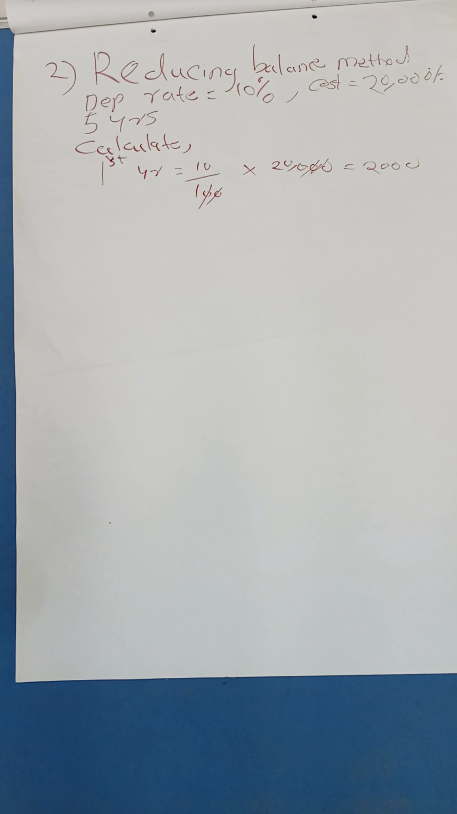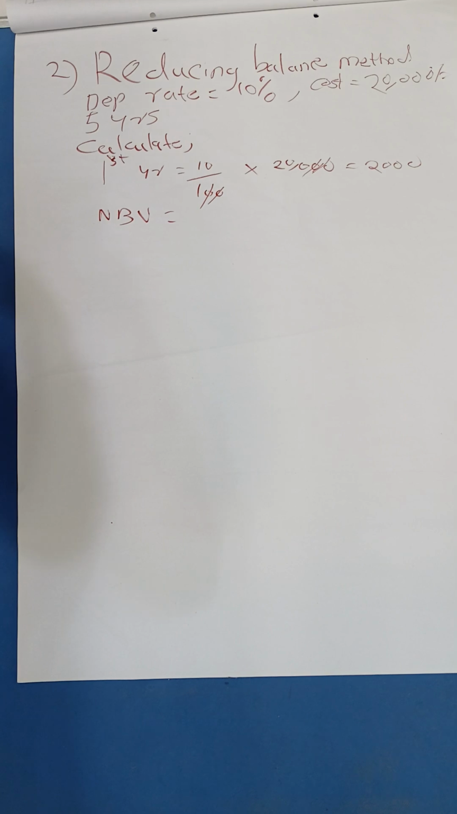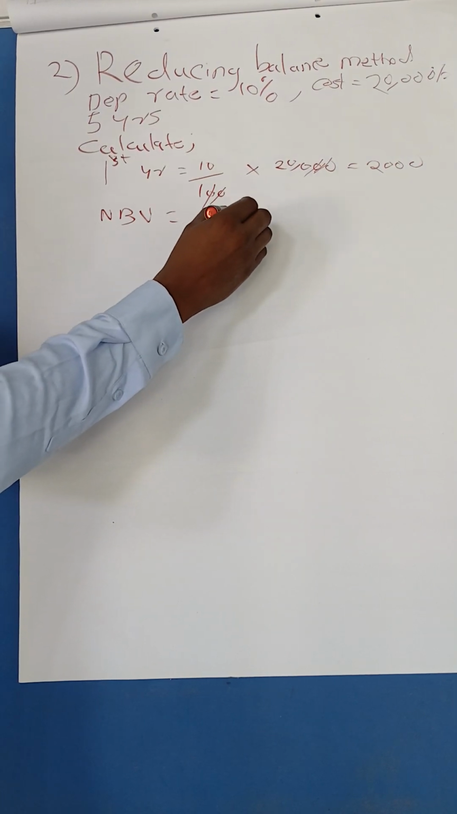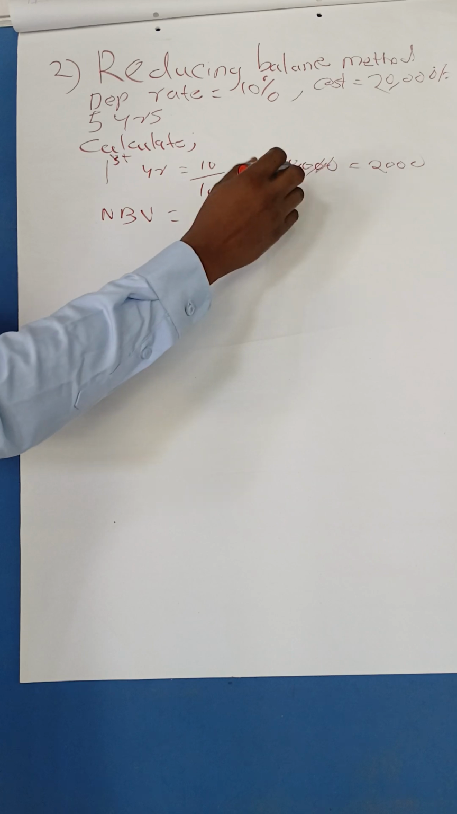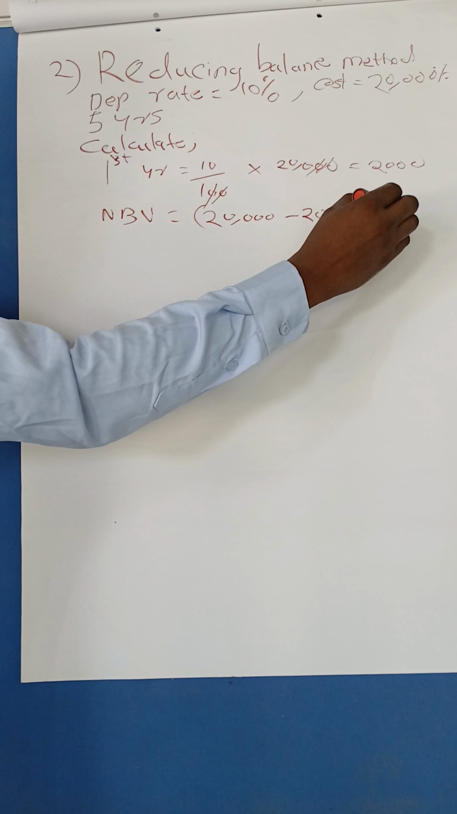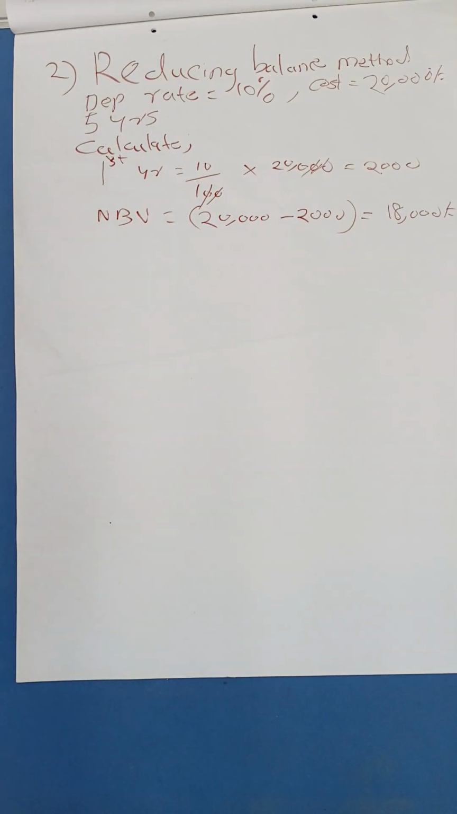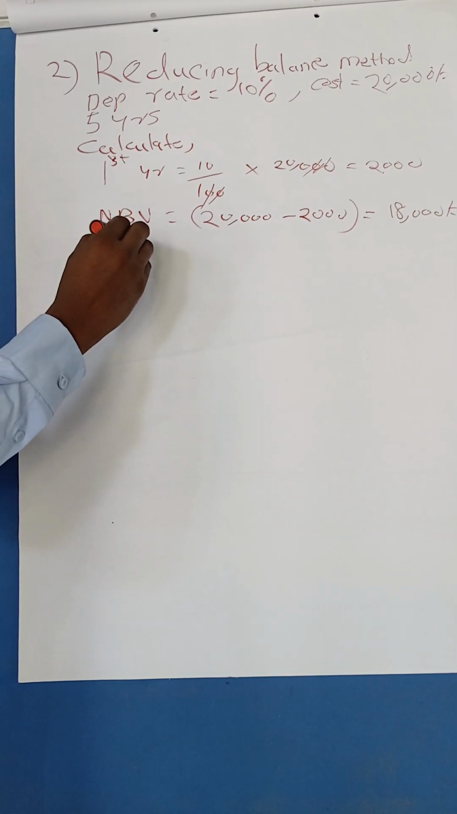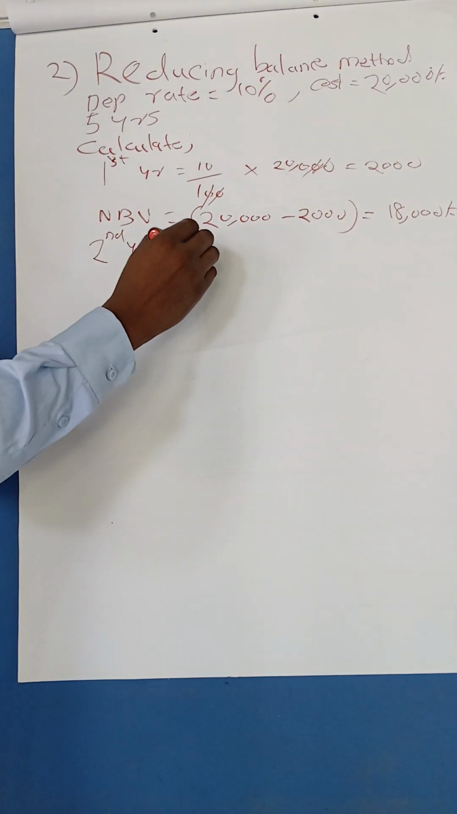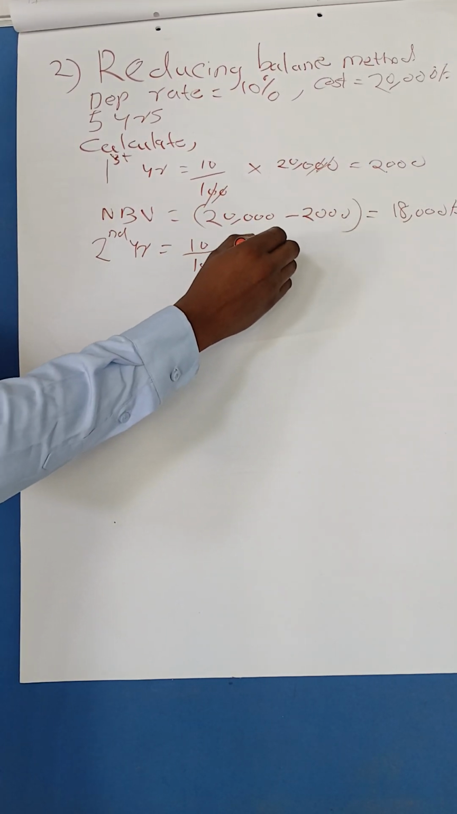Now, going to the next value, what is the book value now? The original cost was 20,000. So you deduct the depreciation of the first year, which was 2,000. The book value in this case will be 18,000. Use the currency depending on where you are. Now, to calculate depreciation for the second year, the rate remains constant. It will be the 10% depreciation rate multiplied by 18,000.